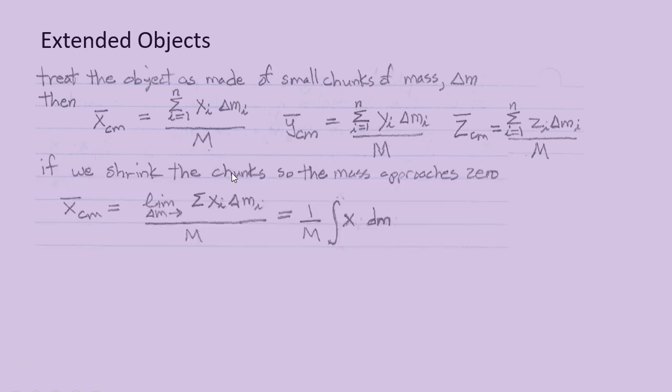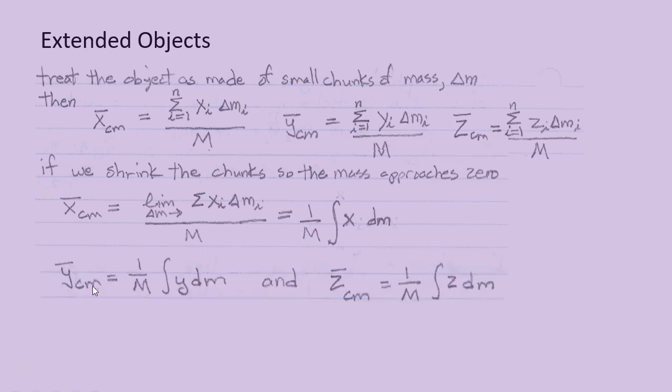If we shrink the chunks so that the mass approaches zero, our weighted average formula becomes a Riemann sum: the limit of delta m as it approaches zero, the sum of all the position-mass products divided by the total system mass. And of course, we can rewrite this Riemann sum in the numerator as an integral of x dm times the constant 1 over system mass. We can do the same thing for the y and z axes, and this gives us our general equations for finding the center of mass of extended objects.